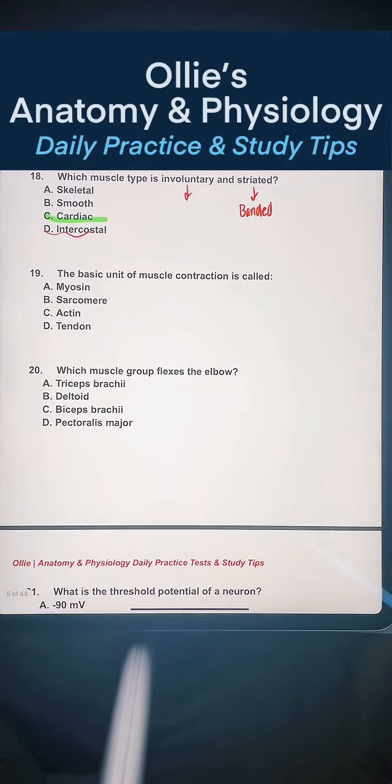Number 19, the basic unit of a muscle contraction is called what? If there are any questions, I will look at them here in just a sec.